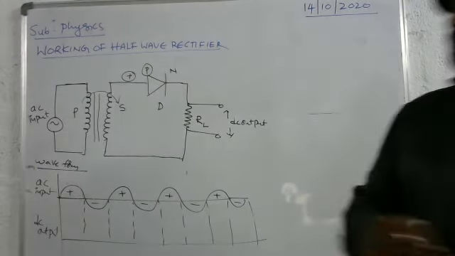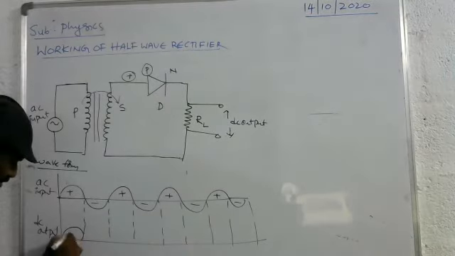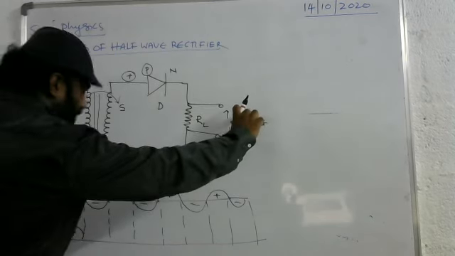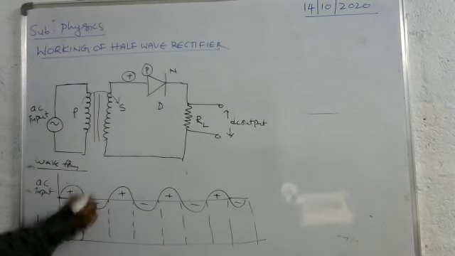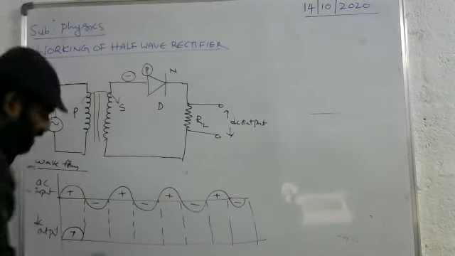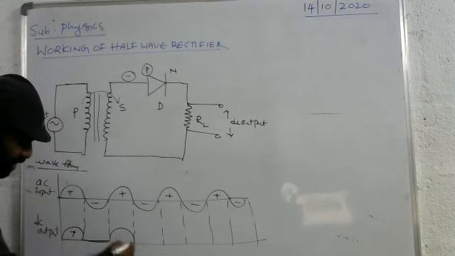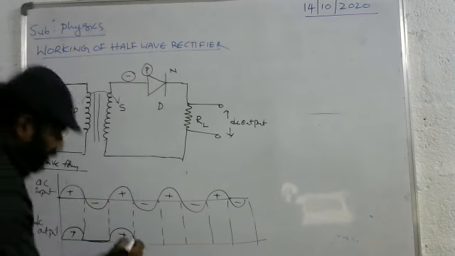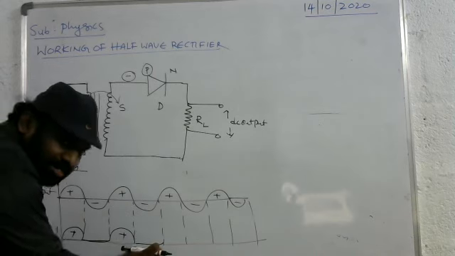It allows the current and we get the signal like this. In the positive half cycle it allows the current, then the signal is carried out here and this output can be taken across here. During the negative half cycle, the diode is in reverse bias. No current passes through the diode. Again, during the positive half cycles, the diode allows current because it is in forward bias. During negative half cycles, it is in reverse bias, no current. Here we are getting nothing.